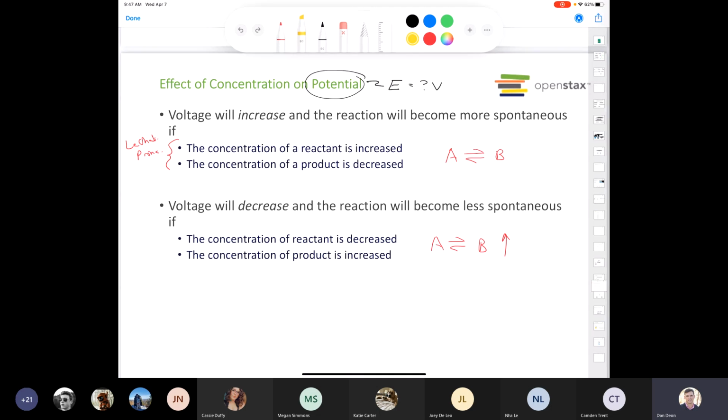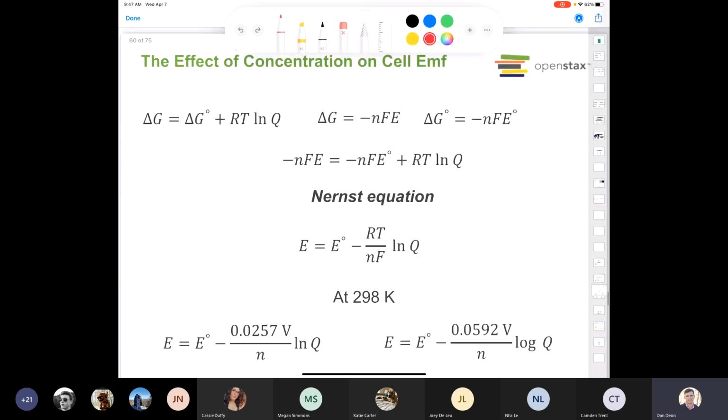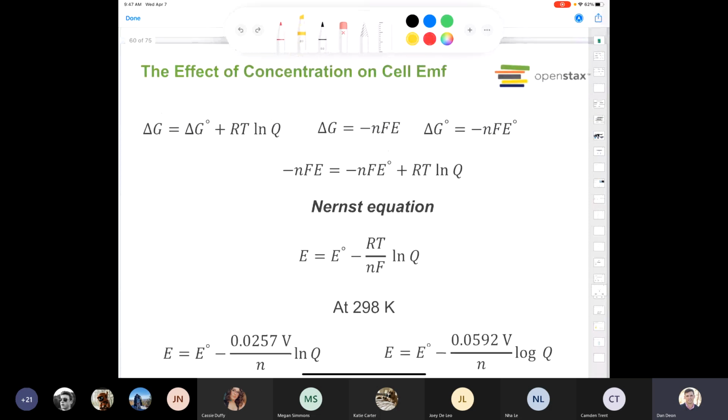Okay, now how do we tie all of this to a non-standard cell potential? Let me show you. We're going to have to revive one of our old equations. This equation here, the delta G for a reaction is equal to the standard free energy change plus R times the temperature multiplied by the natural logarithm of Q. And that means you need to know how to calculate Q, but we've calculated K's and Q's enough times that my students are probably pretty rock solid at that.